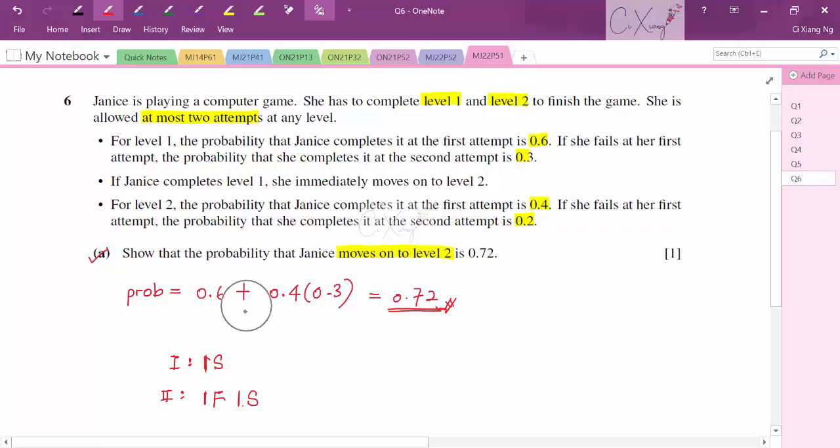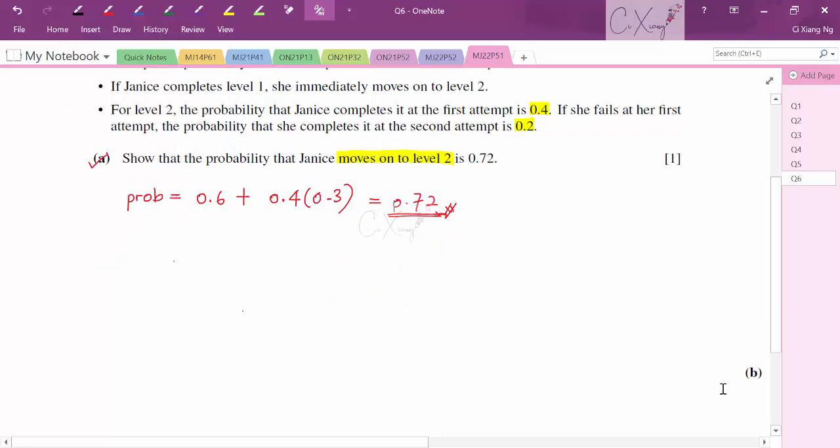So this is a warm-up question to let you know that you have to list out all the possible cases and plug in all the probabilities carefully. If you get 0.72, it means that this method is correct. So you settle part A. Now let's have a look at part B.